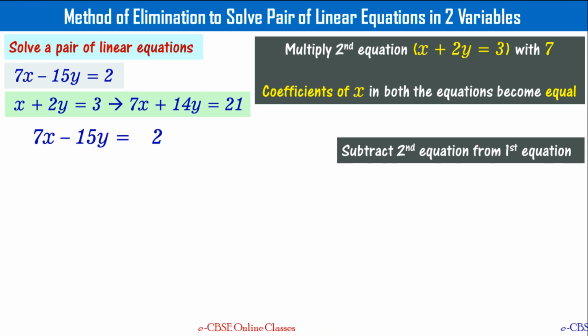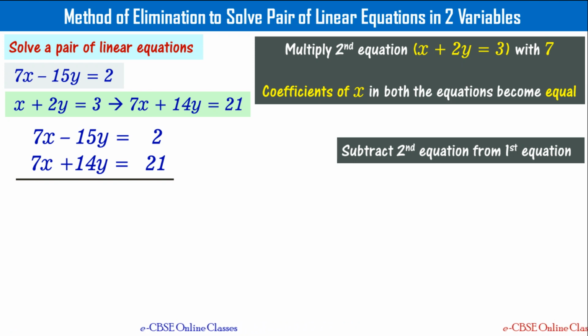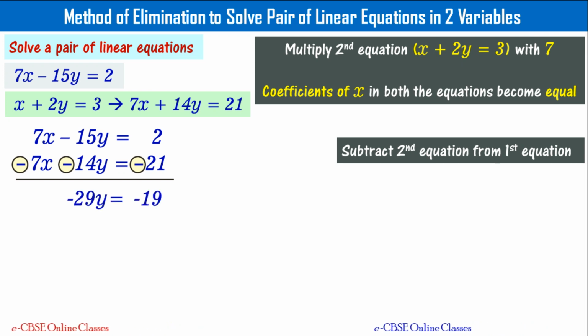Let me write the first equation, that is 7x minus 15y equal to 2, and write the modified form of the second equation below, and let's subtract that from the first equation. When you want to subtract, what you do is you change the signs of all the terms in the equation below and simply add, right? That's what I'm doing now. When you add these two now, what I get is minus 29y equal to minus 19.